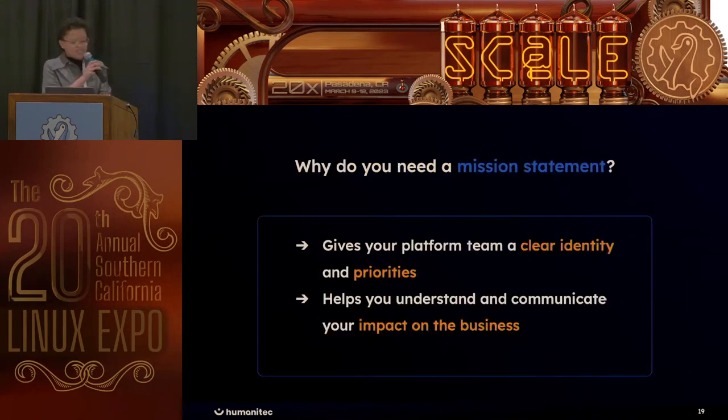Your mission statement is going to be really important because it gives your platform team a clear identity and it helps them determine their priorities and stick to those priorities. It will also help you understand as a platform team how to communicate your impact to the business to all of the relevant stakeholders in your organization.